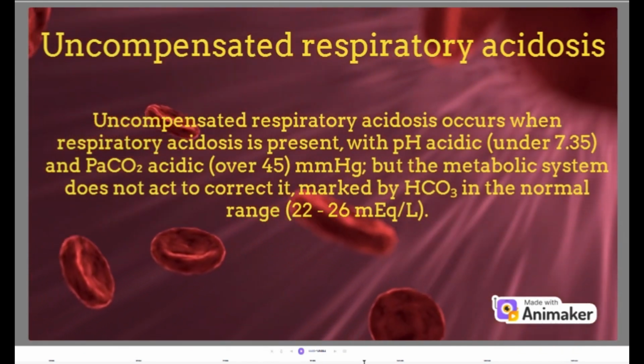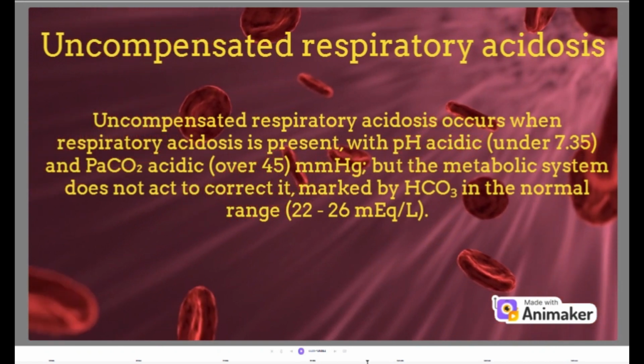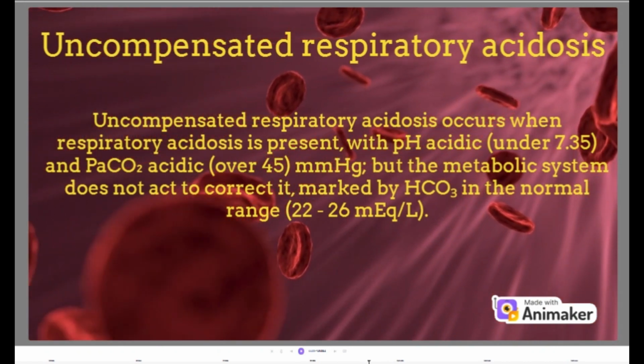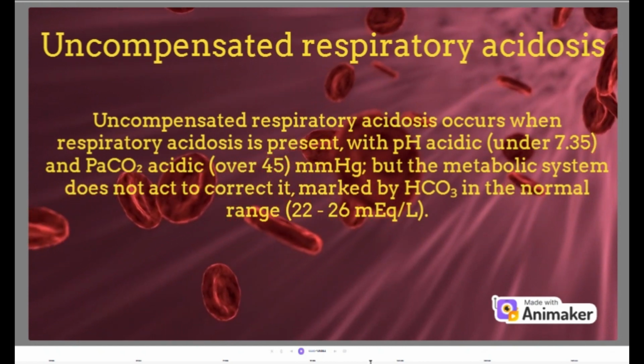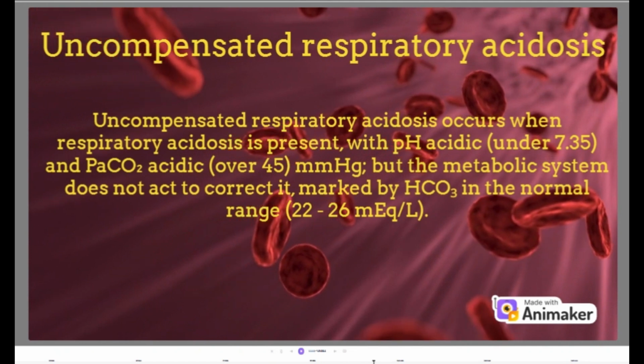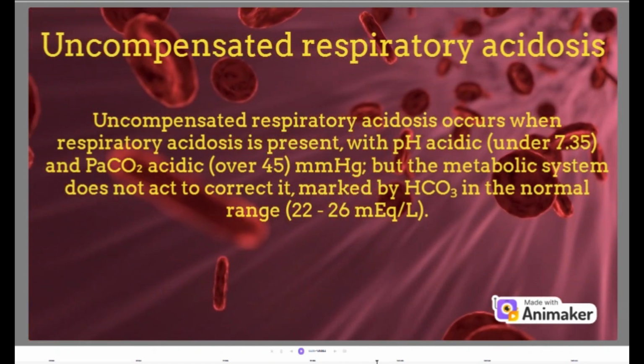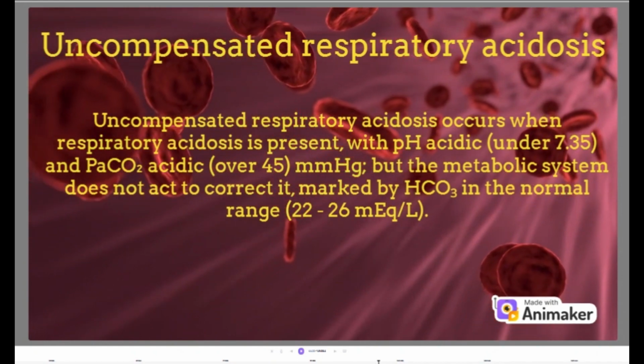Uncompensated respiratory acidosis. Uncompensated respiratory acidosis occurs when respiratory acidosis is present, with pH acidic, under 7.35, and PaCO2 acidic, over 45 millimeters of mercury, but the metabolic system does not act to correct it, marked by HCO3 in the normal range, 22 to 26 milliequivalents per liter.